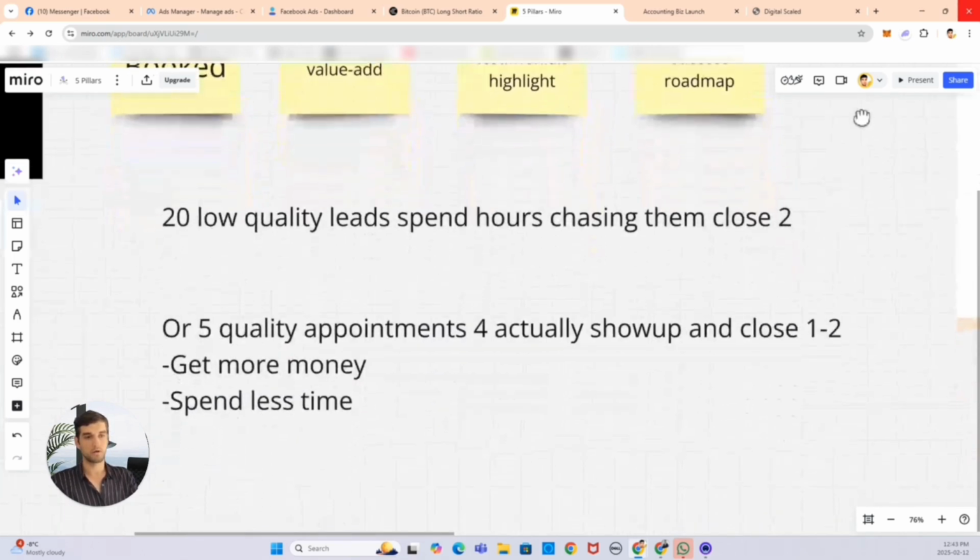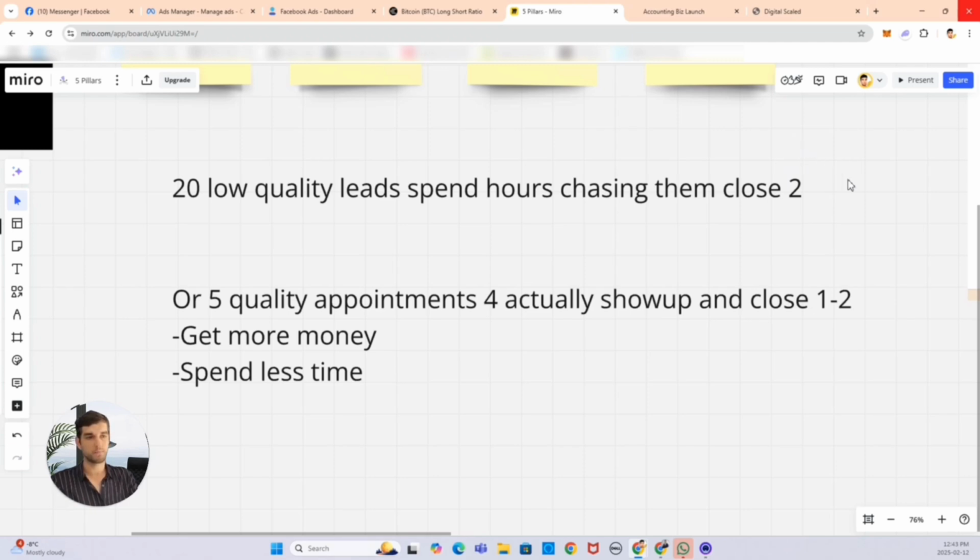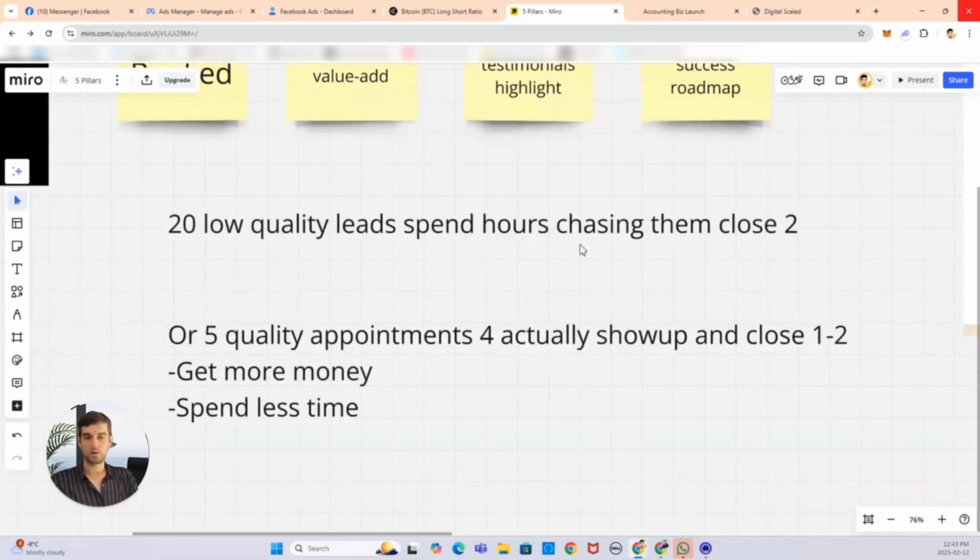So I just want to outline something. Now imagine you get 20 low quality leads, you spend hours chasing them, and you maybe close 2, let's say in a week. Or you just have 5 quality appointments, they're warmed up, they're your target market. 4 will actually show up because you did what you're supposed to do with the pre-call flow, and you close 1 or 2. But you spend way less time, you have a higher ROI, you're going to get more money because they trust you more.